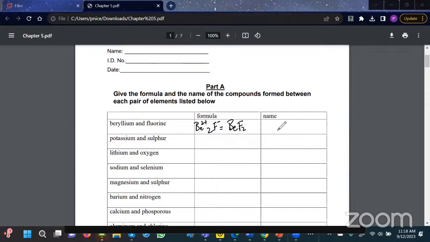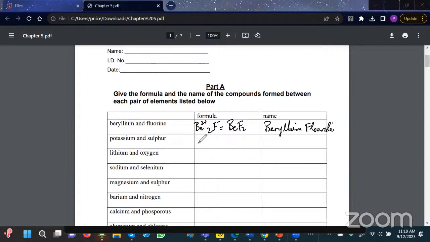So what would be the name of this compound? Yes, sir. Beryllium fluoride, very good. And that's basically all you need to do for the rest of these. All right. Let's look at the second one, potassium and sulfur.